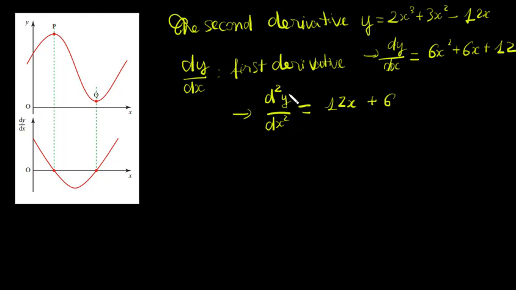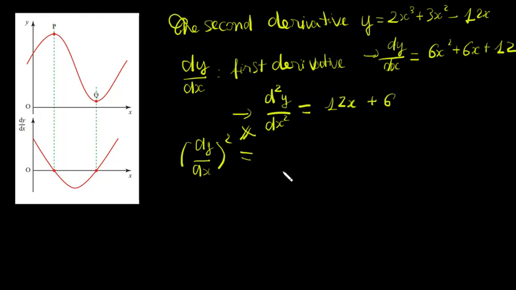So this is called the second derivative. Don't confuse d squared y over dx squared with dy over dx all squared. They are not the same, because the latter represents the first derivative squared, but the former represents the second derivative, and we differentiate the first derivative to get the second derivative.